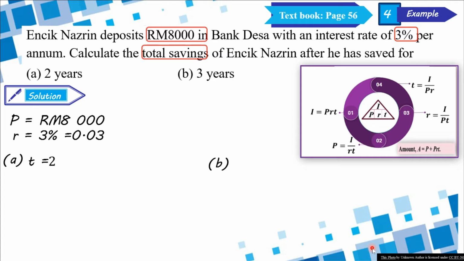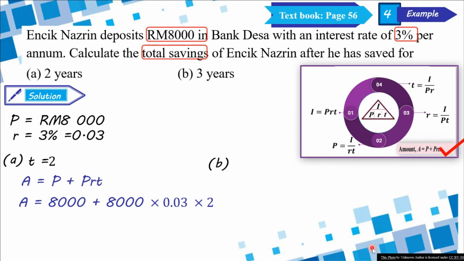For 2 years, here we can get A equal to P plus PRT, equal to 8,000 plus 8,000 multiply 0.03 multiply 2. So here we get 8,000 plus 480 ringgit. From here, this is the principal and here is the interest. The total amount is 8,480 ringgit.